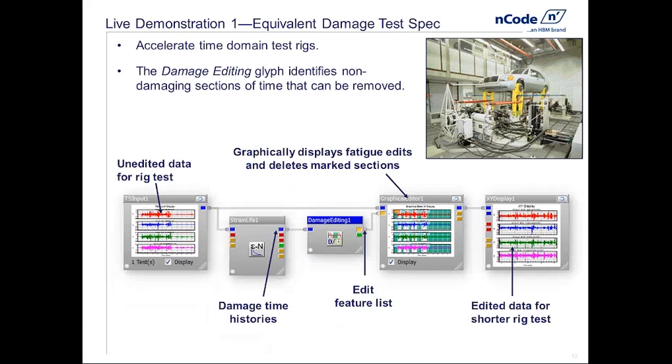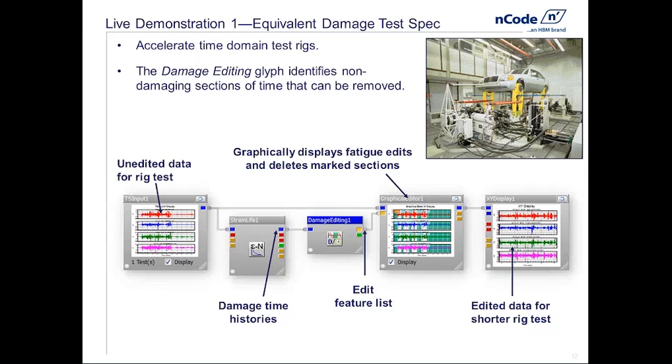So in this specific example, I'm going to shorten a time domain rig test by removing non-damaging content from measured strain gauge channels. Okay, and what I want you to keep in mind while I'm building this process is, one, how easy it is to do in GlyphWorks, and two, how much time it might actually take to code something like this from scratch solely in MATLAB.